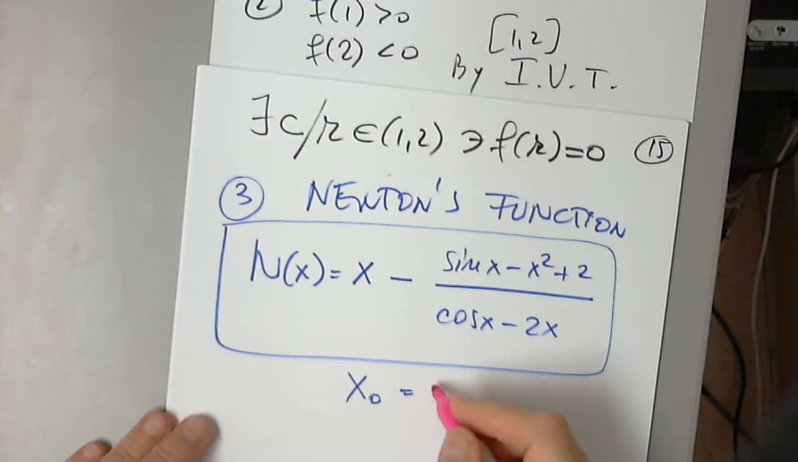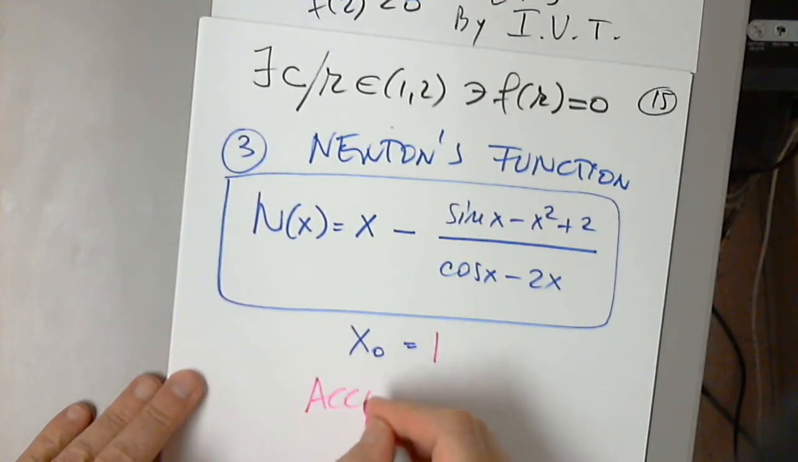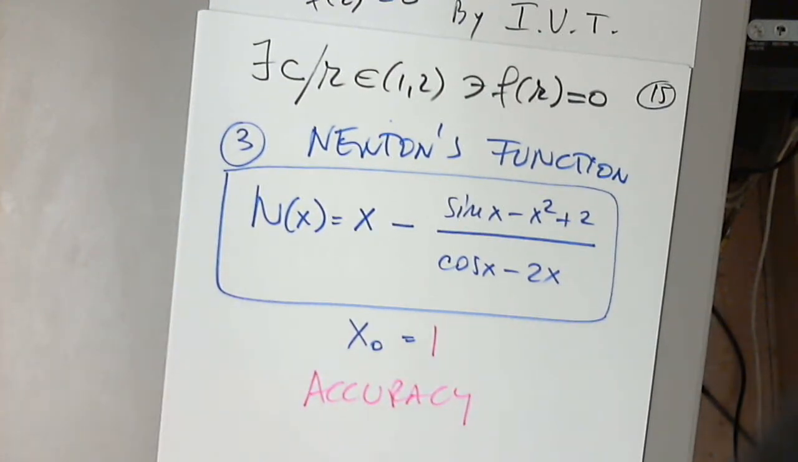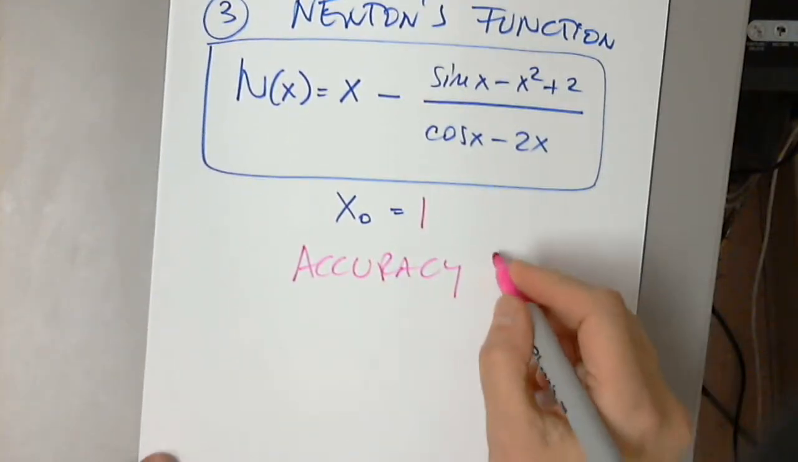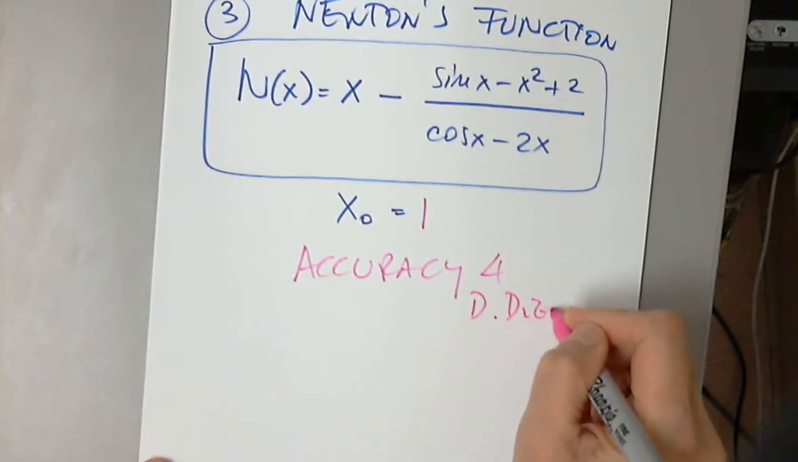Okay, we choose 1. Now I want accuracy. How many decimal digits do you want? 4, 6, 7, 8, you name it. Whatever you want. It's not going to be exact. It's an irrational number. You're not going to be able to find the exact solution. But you're going to be as close to it as you want to be. 4 decimals, 6 decimals, what do you want? We want 4? Good. Accuracy, 4 decimal digits.